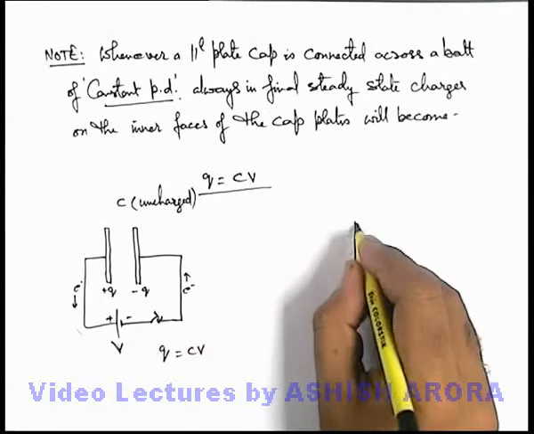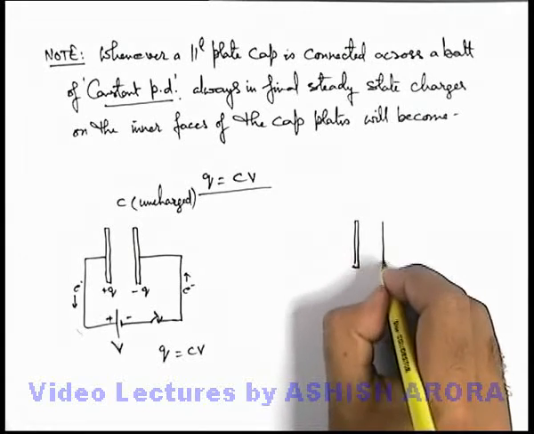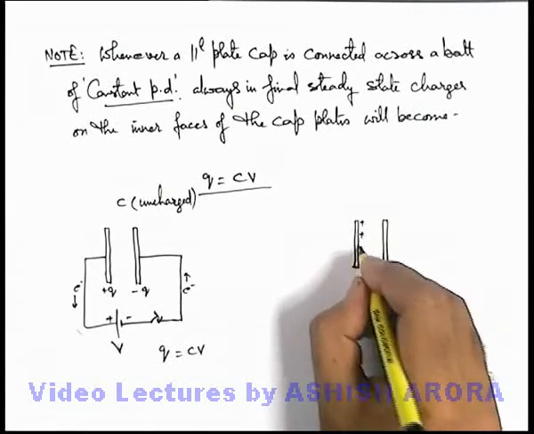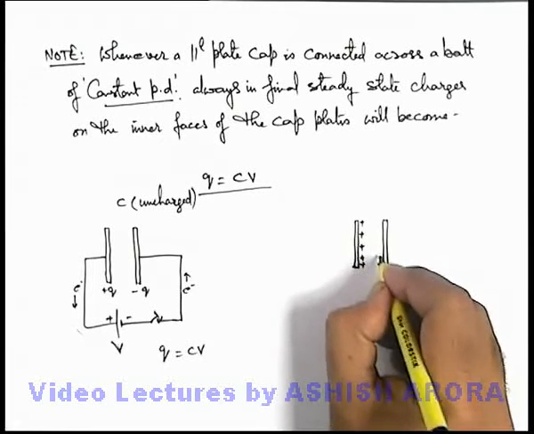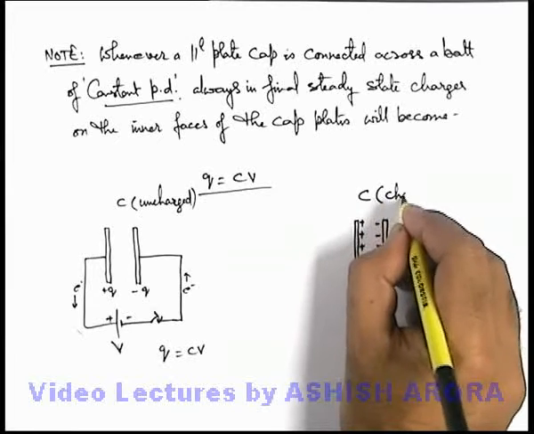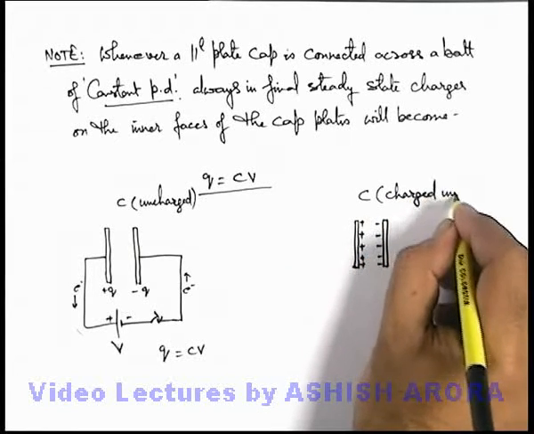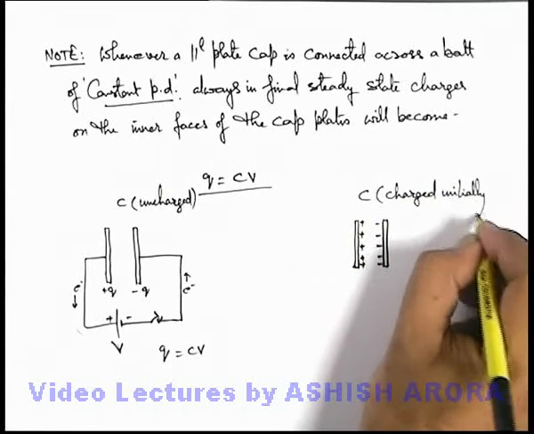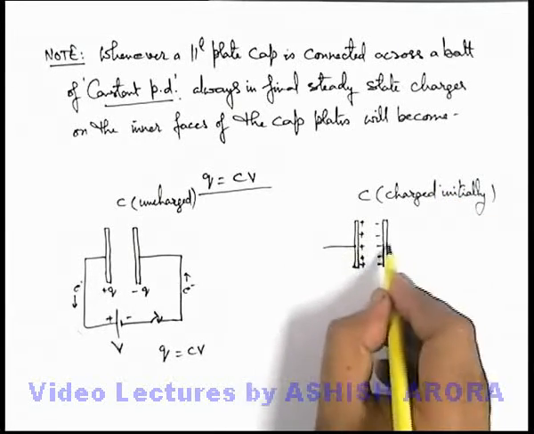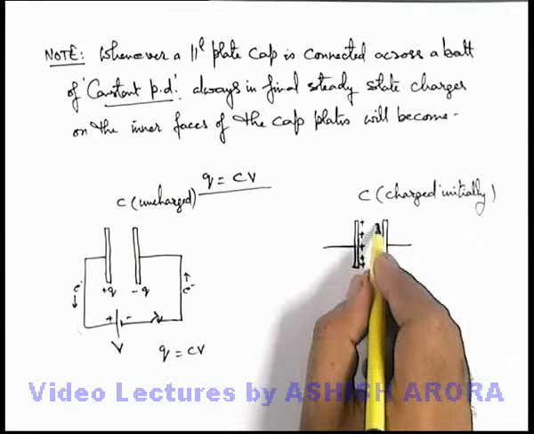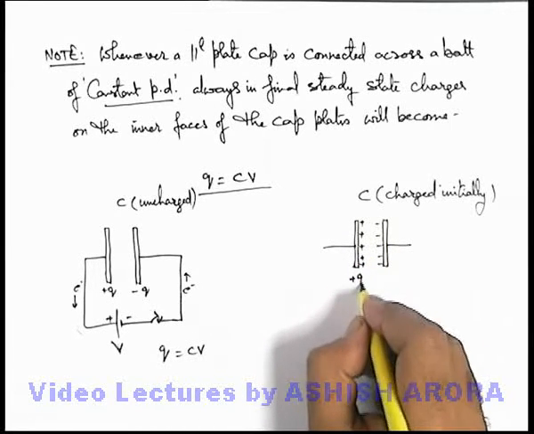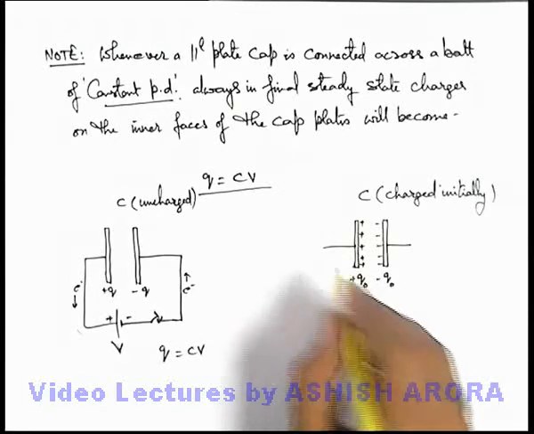And say if we consider another situation in which we are given a capacitor which is already having some charge on the inner faces of the capacitor, and always remember whenever you are given that a capacitor is charged initially, this automatically implies that its two plates are carrying equal and opposite charges which will reside only on the inner surface of the capacitor. So these charges are plus Q0 and minus Q0.